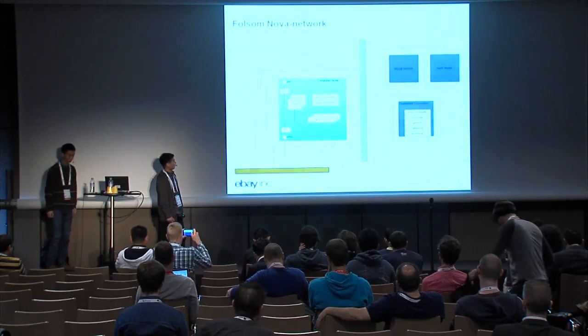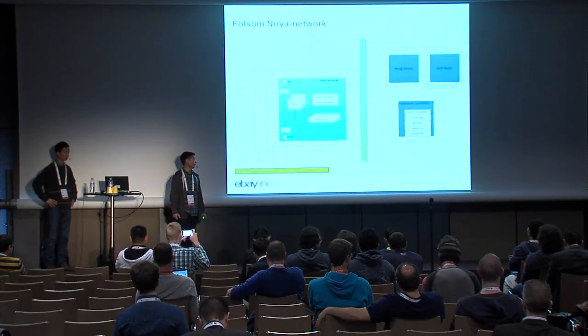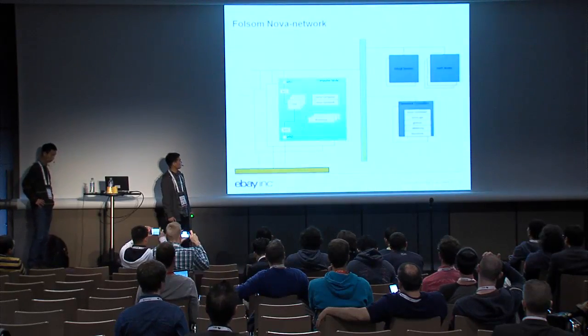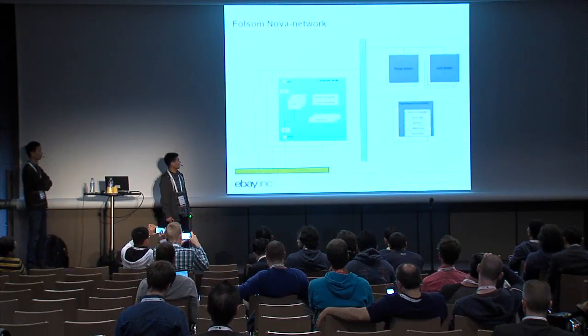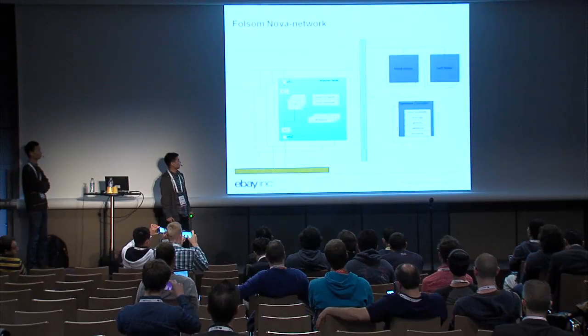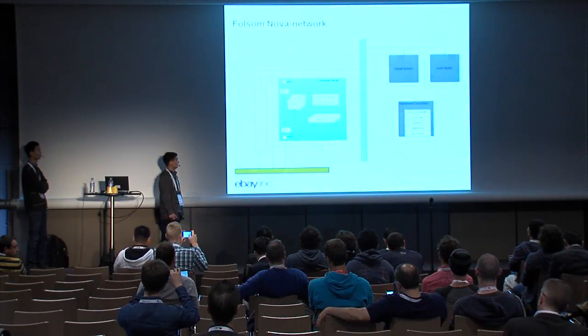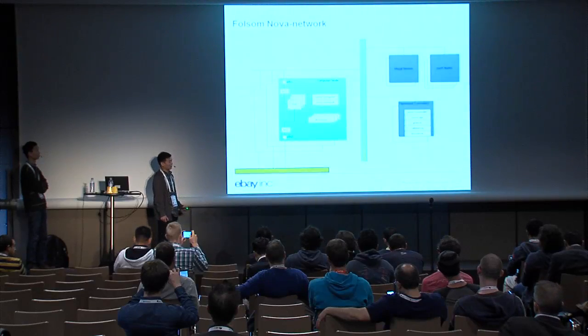And all the VMs are running in bridge mode. In Folsom, the Linux bridge is used. In our configuration, there are two interfaces for each VM, each of them connected to one Linux bridge. So this is our Folsom environment.